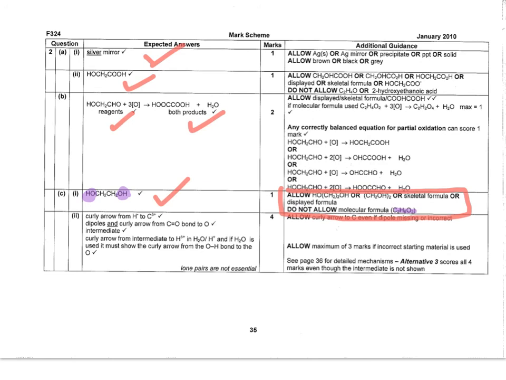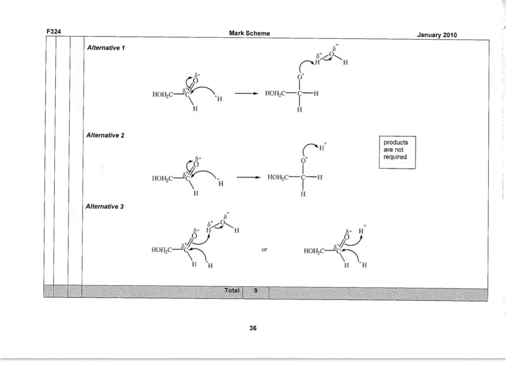So in the description we did our curly arrow from hydrogen, or H-, the hydride ion, to the delta positive carbon. We did a dipole and a curly arrow from the C double bond O to oxygen. We drew the intermediate, and we showed the curly arrow from the intermediate to H delta plus in water, and if H2O is used it must show the curly arrow from the OH bond to the oxygen. We did all of that, so we're fine. There are alternatives, so any of these could also work.